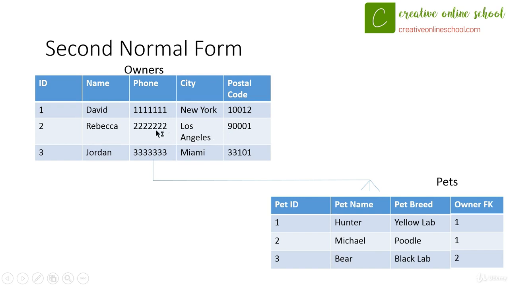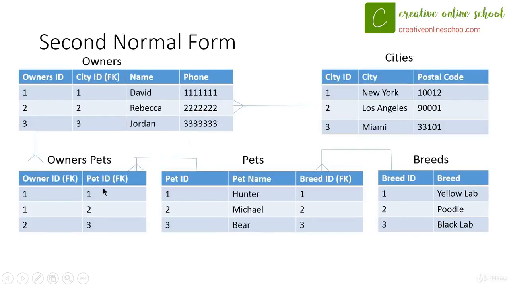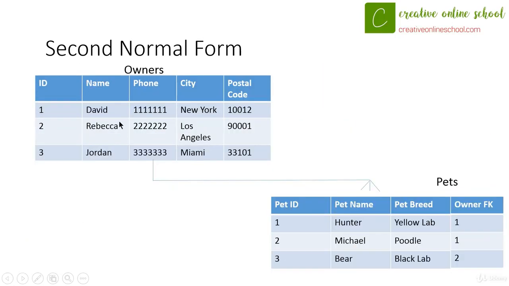Going on to the second normal form. The second normal form, again, is the same as the first normal form, except all the columns depend on the table's primary key. So everything must be dependent on the primary key. So what we need to do here is make sure that anything that is within this table belongs in this table.